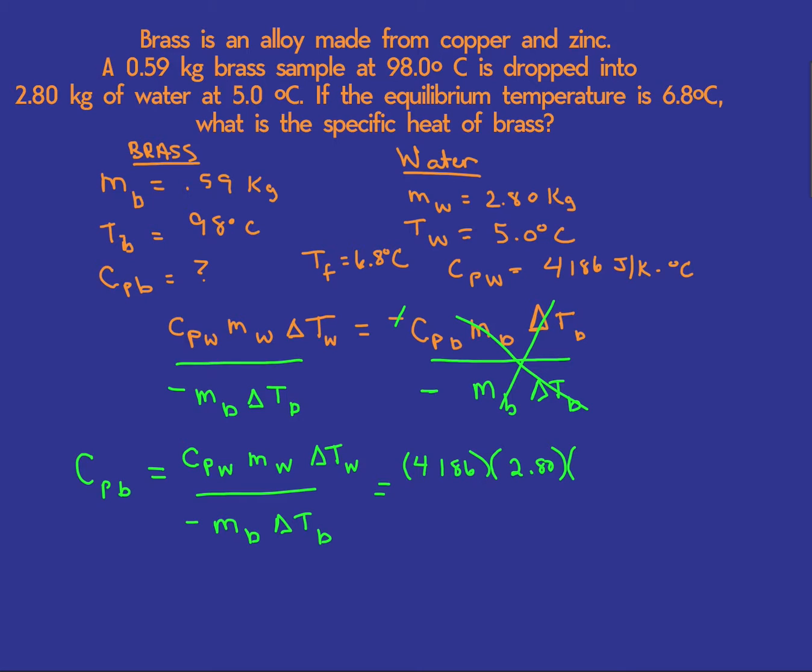Now, change in temperature of the water is final temperature, which is going to be 6.8 for both of them. That's our equilibrium. Minus our initial, which is 5. All of that divided by negative, and the mass of the brass is 0.59 times my change in temperature, that's 6.8 minus 98.